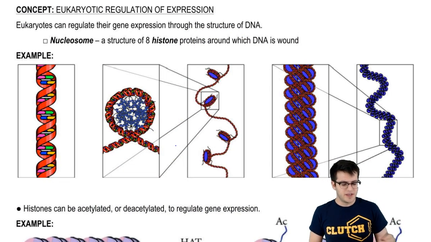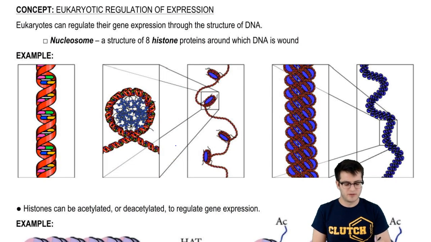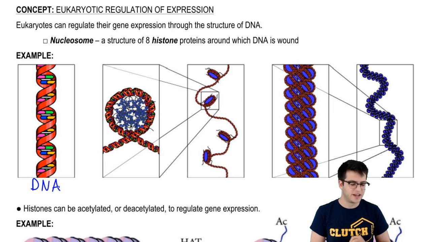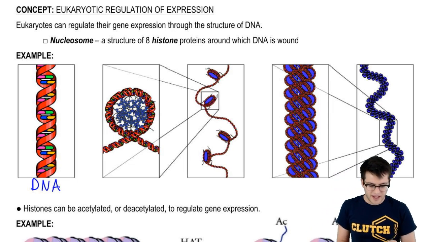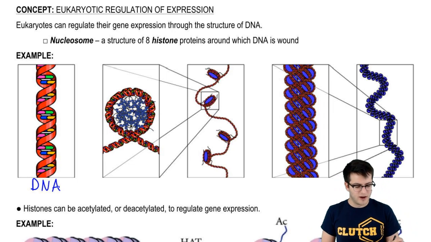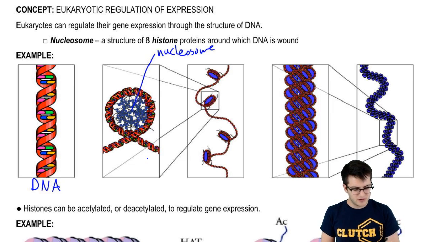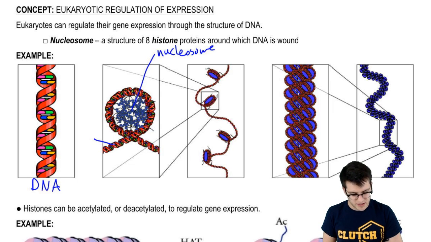So, the chromosome, as we know, is made up of a strand of DNA. Here we see that DNA strand right here. And it's wound around these things called nucleosomes. So there we see a nucleosome, and here is the DNA wound around it.